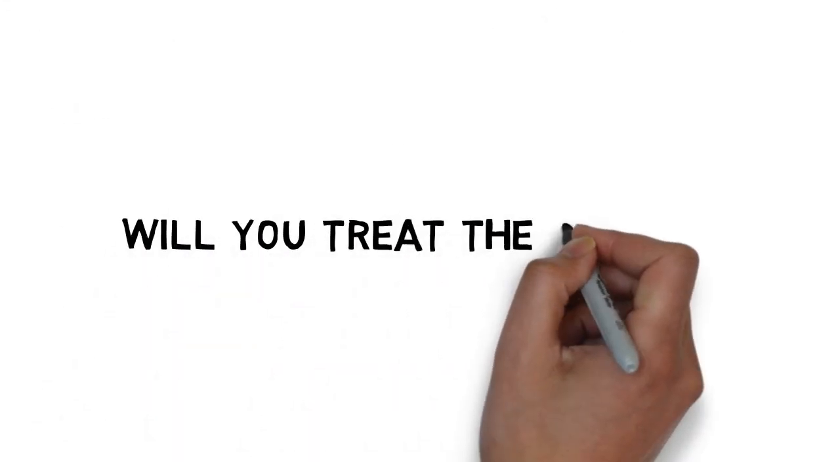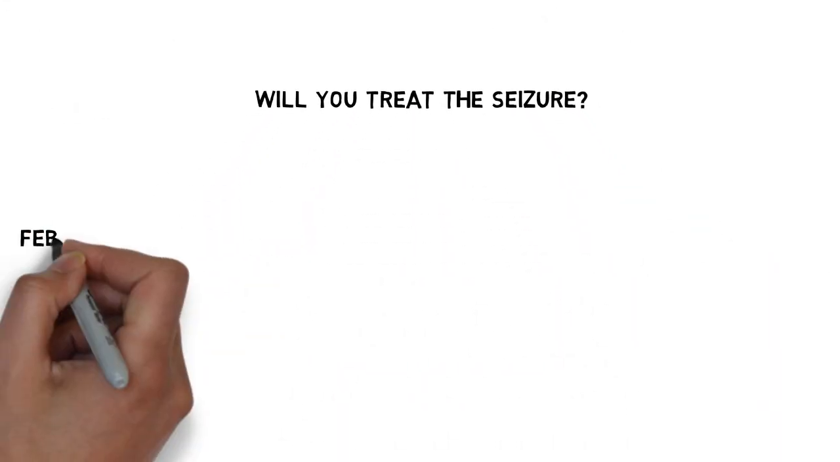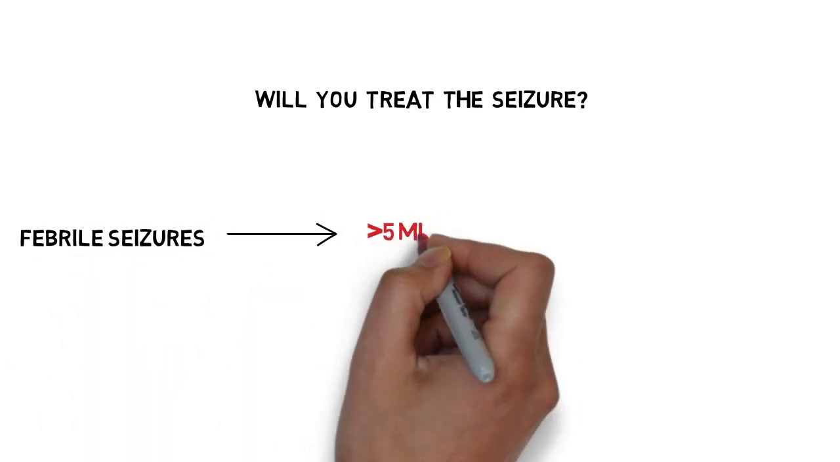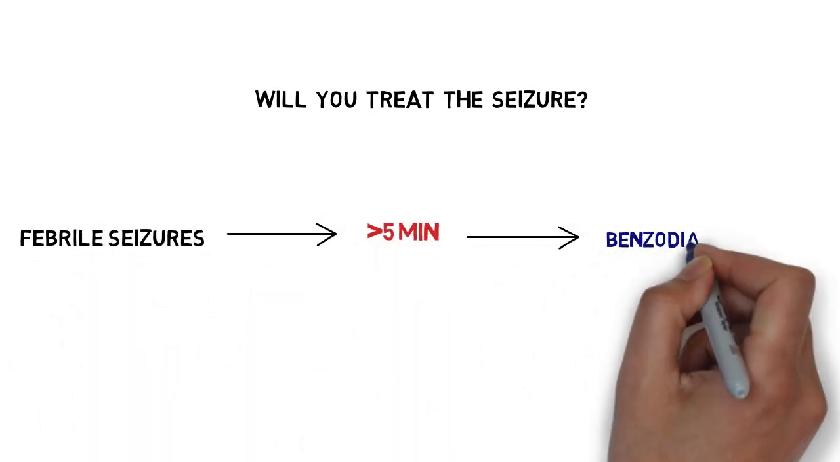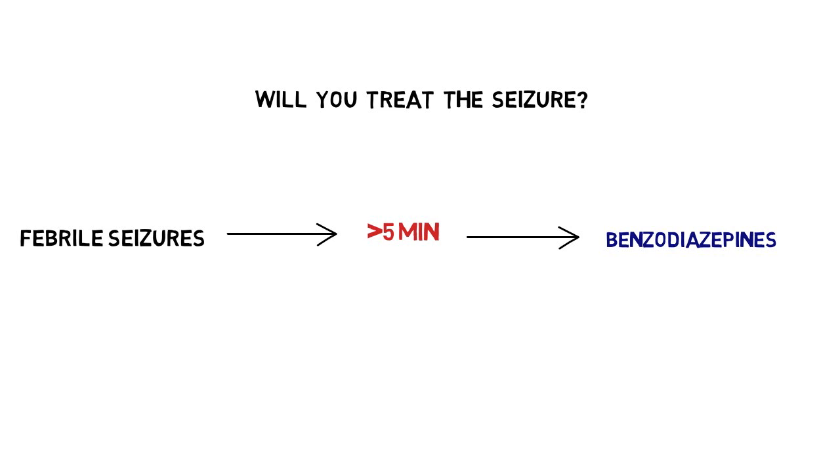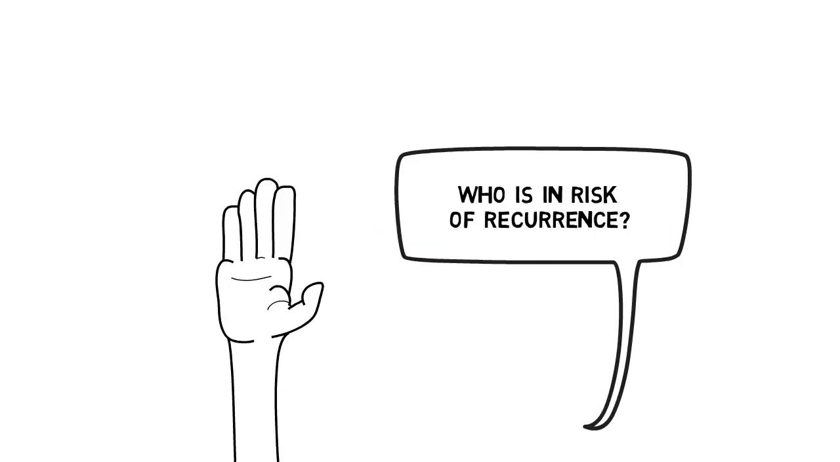Okay, now, who are you gonna treat? As with any seizure, febrile seizures that continue for more than 5 minutes should be treated. Benzodiazepines are effective in many cases, and of course, don't forget to treat the underlying cause of the fever later on. Which patients will more likely recur?